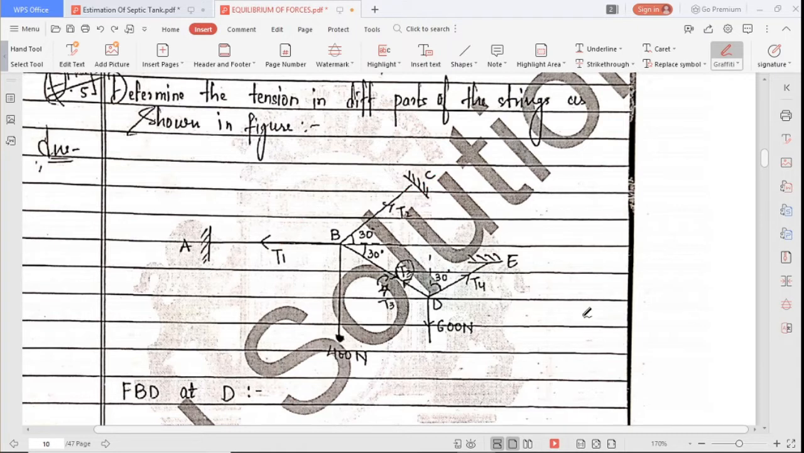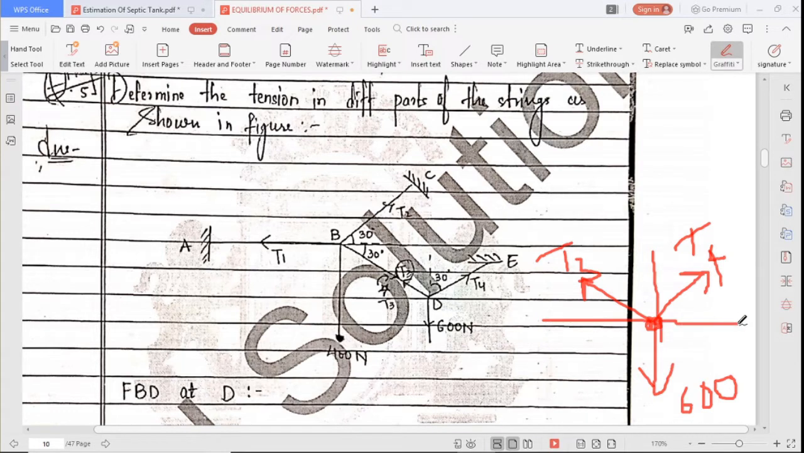I'll show you how to draw the free body diagram at D. Take a point, this is the point D. Now T4 is there, just write T4, then 600 Newton is there. Next T3. Being in the coordinate axis, this is 30 degree.